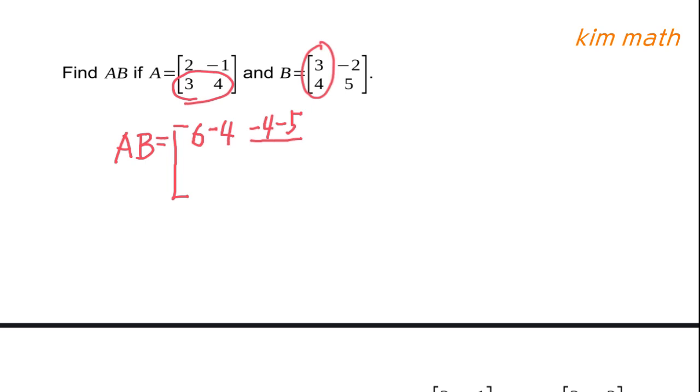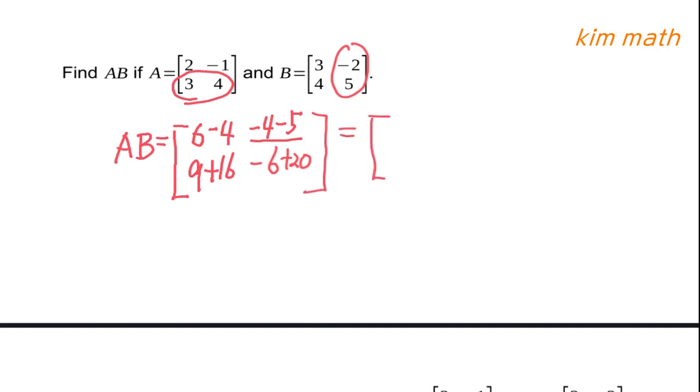Now 3 times 3, 4 times 4, 3 times negative 2, 4 times 5, so this will be 2, negative 9, 25, 14. Okay, this is some multiplication. Good.